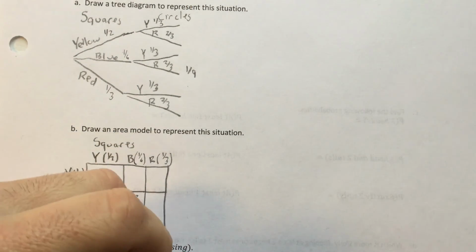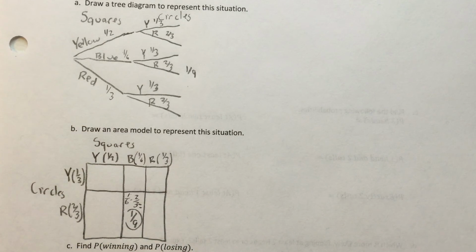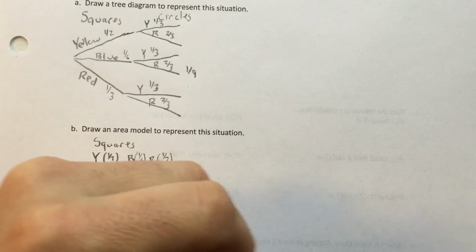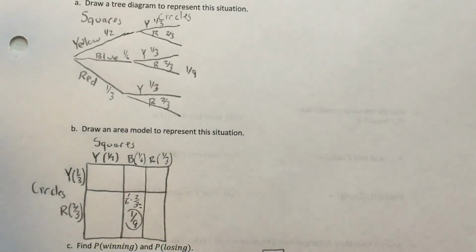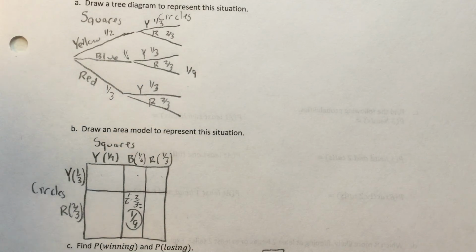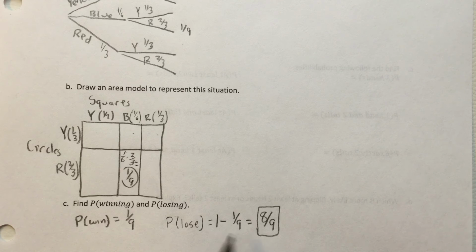Probability of losing then, again, the easiest way to do that is once we know our probability of winning is to take 1 minus our probability of winning, which would be 8/9. Or again, I could really find all these areas, add them up, which is going to add up to 8/9, but that's going to be a whole lot more work. So the easiest way to do this is doing 1 minus 1/9 and get 8/9.